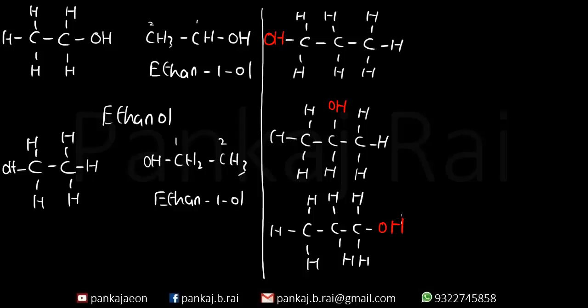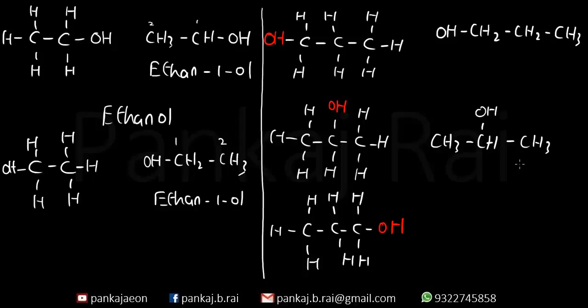So this is OH, OH and OH. Now in this case the compound would be written as OH dash CH2 dash CH2 dash CH3. This would be written as CH3 dash CHOH, or it is also written as something like CH3CH and OH this way dash CH3. This is another way of writing it, and this will be written as CH3 CH2 CH2 and OH.